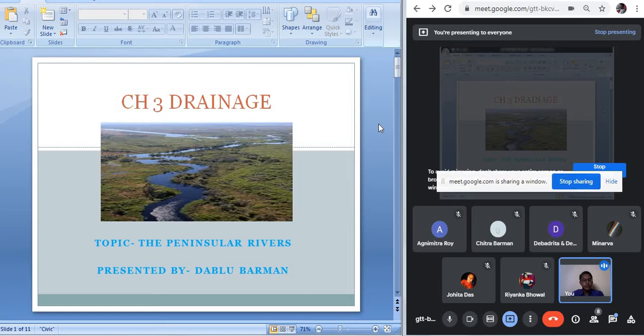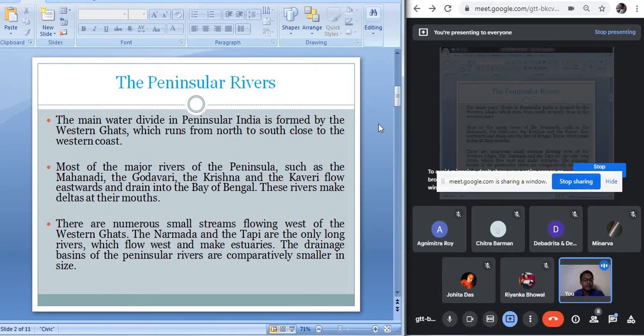So these peninsular rivers can again be further classified into two broad categories, that is the east flowing and the west flowing peninsular rivers. As we all know, the Western Ghat marks the westernmost border of the peninsular plateau region. So this Western Ghat acts like a water divide which separates the peninsular rivers into two types.